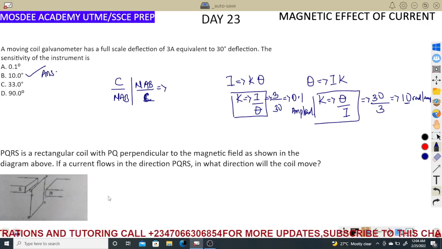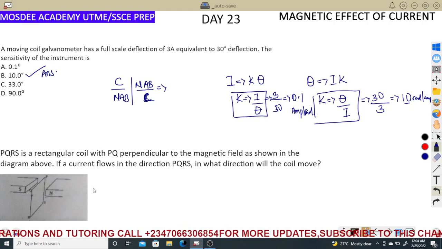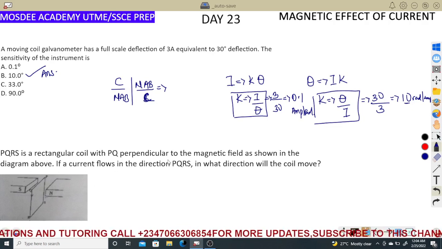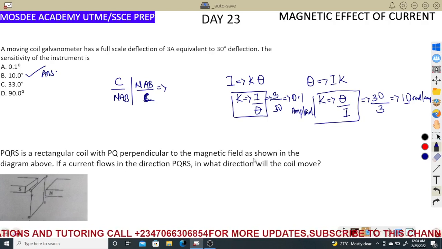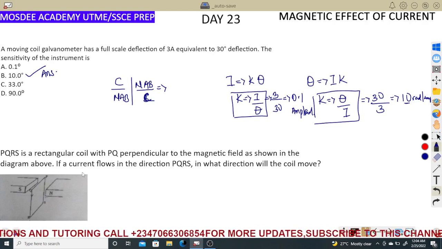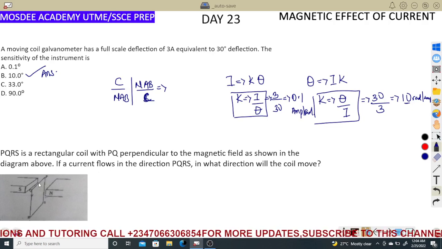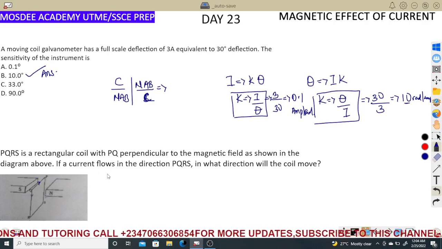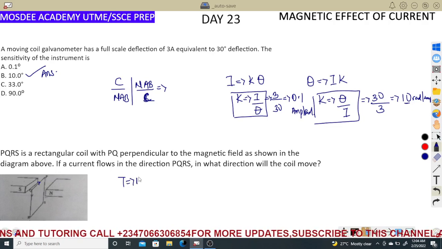I hope you understand. And about the last question: PQRS is a rectangular coil, in which PQ is perpendicular to the magnetic field as shown in the diagram here. If the current flows like this, as a clockwise current, you can see like this. I told you about the area. The torque is equal to BINA sine theta.